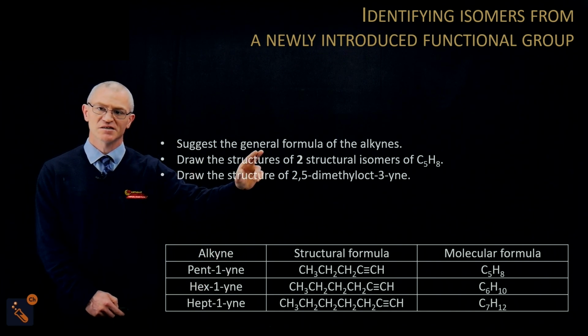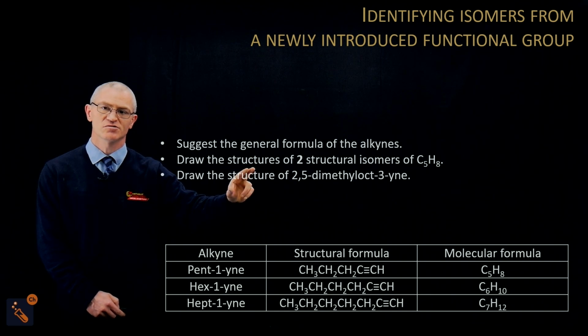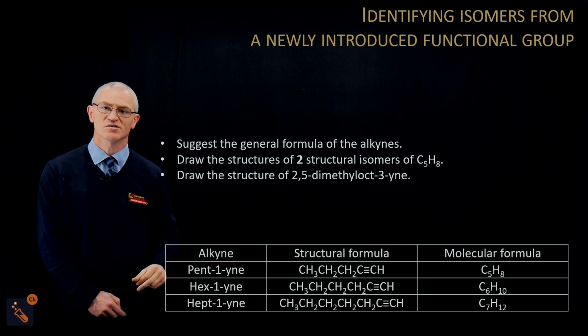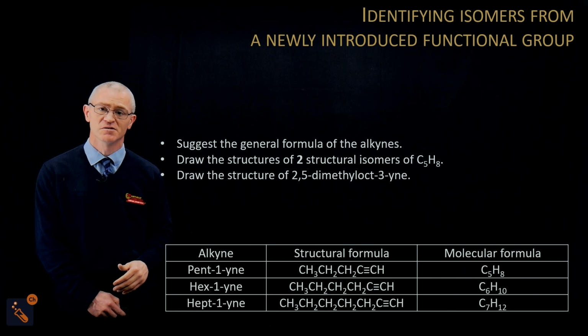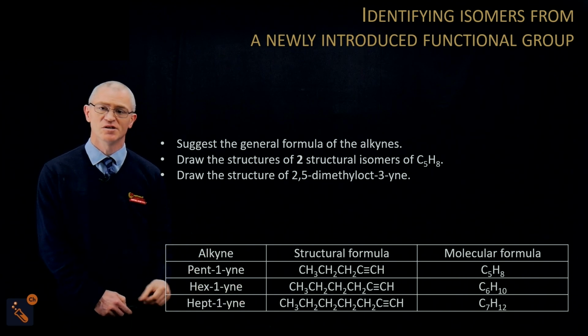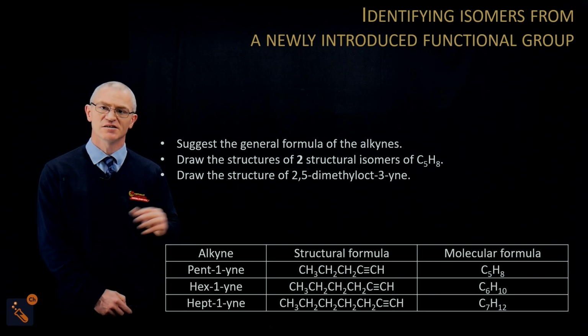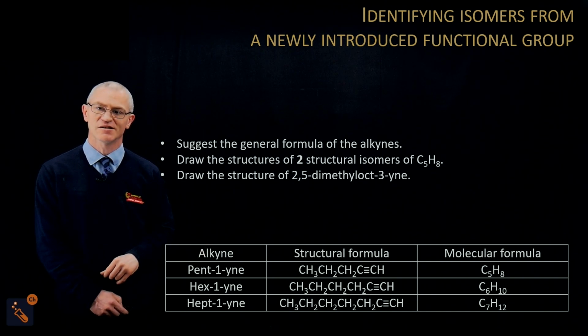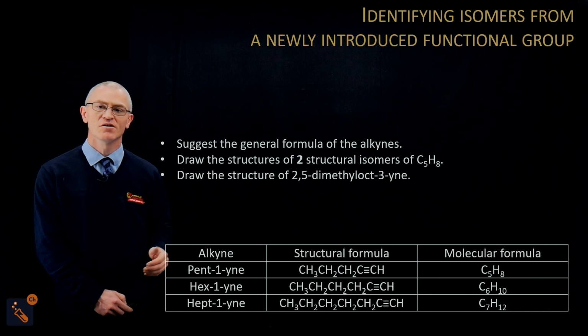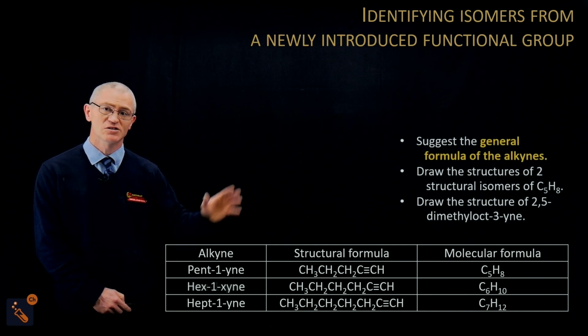So we have to do 3 things: suggest the general formula, draw the structures of 2 structural isomers, and draw the structure of a new alkyne. And we can work that out all from the table. They've done this with ethers and with alkynes, but we've talked about ethers in earlier videos. So now it is alkynes' turn. Right, so if we move on and do the first part.